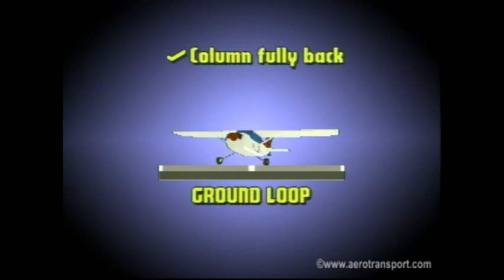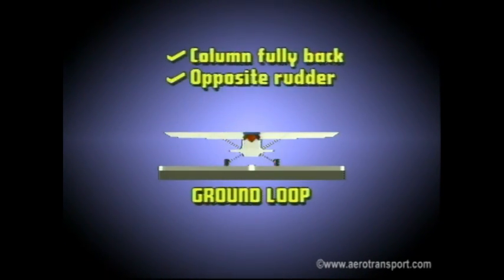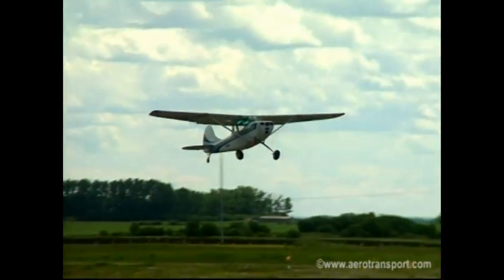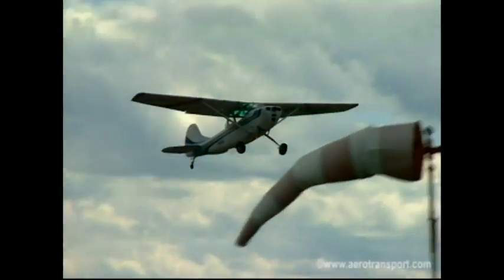To prevent ground loop, take the following action immediately. Keep the control column fully back and apply opposite rudder. If this isn't enough, open the throttle to make the rudder more effective. And remember, never attempt to realign the aircraft with the runway until you have positive control. If you are starting to get into trouble while landing, go around again if there's enough runway to do so.